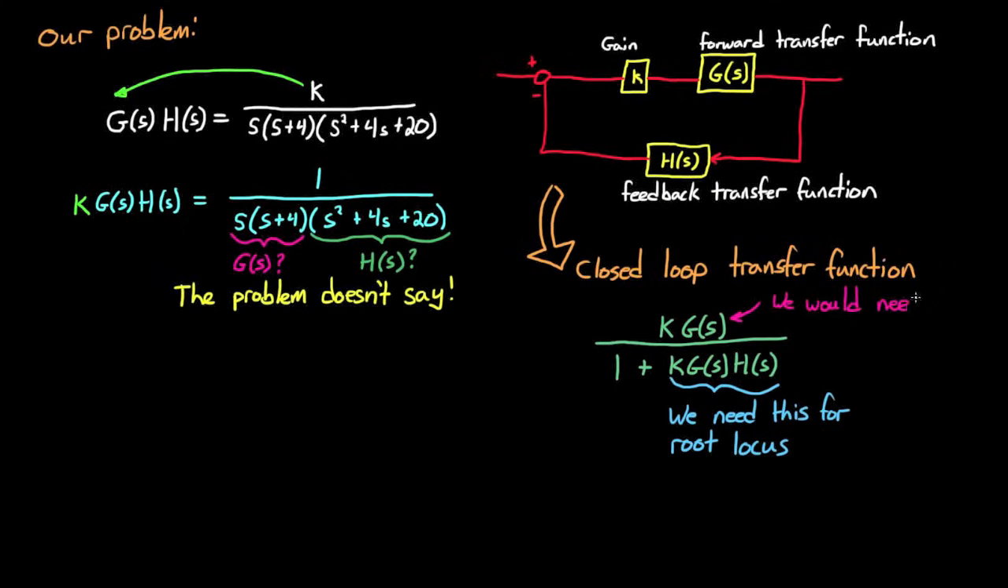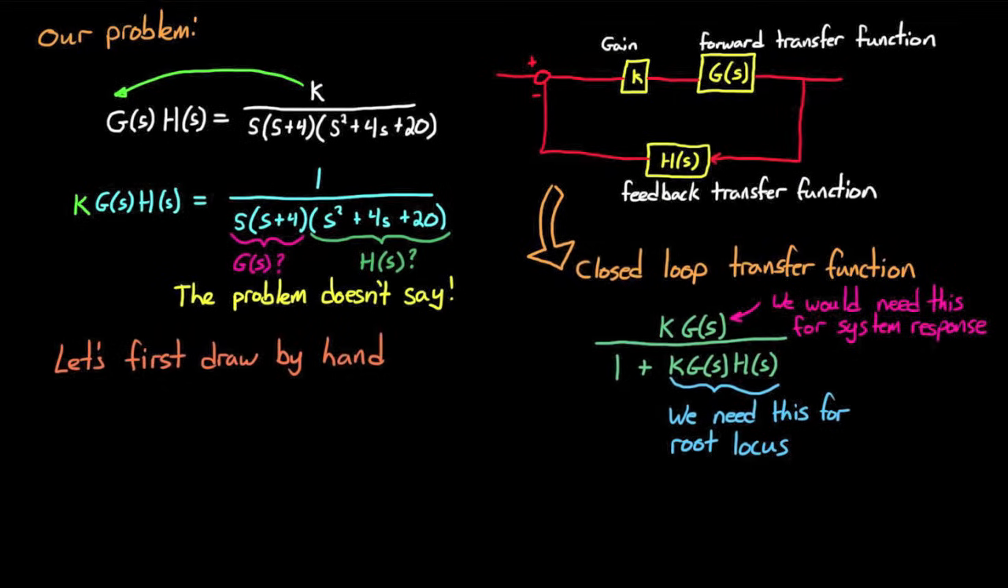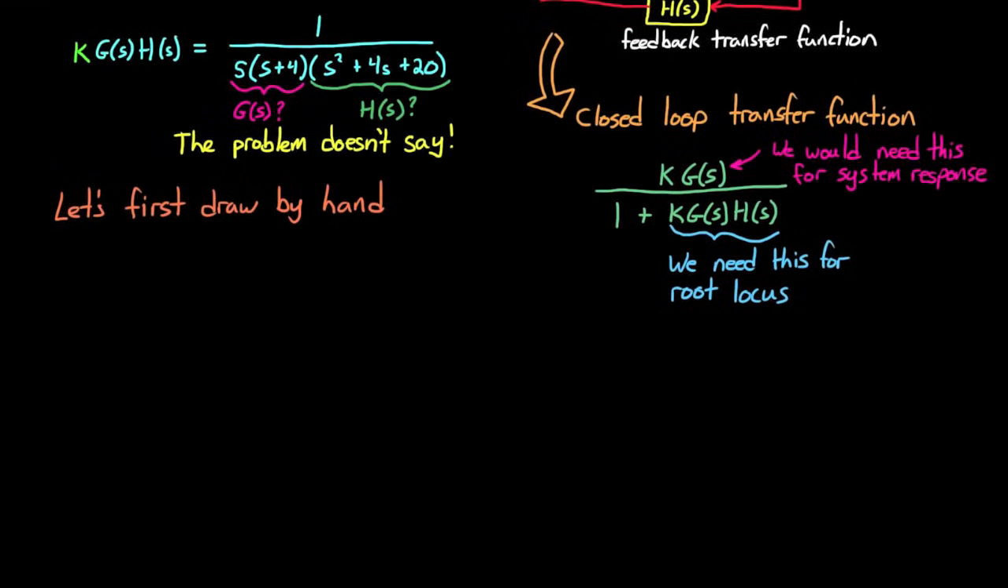We would need to know G(s) by itself if we were concerned with system response and not just the pole locations and the root locus. Okay, so we have our G times H, and now before we do anything in MATLAB, we should attempt to draw this transfer function by hand, just to see how close we get.